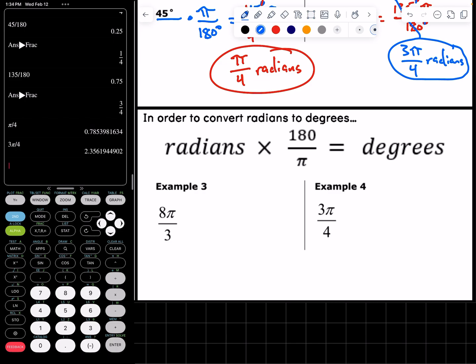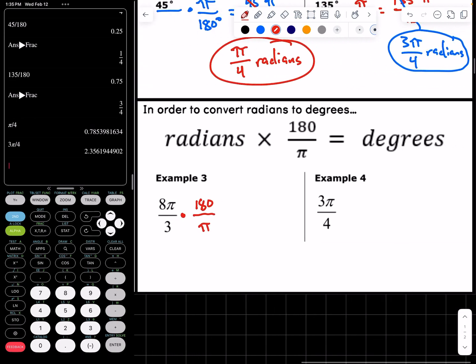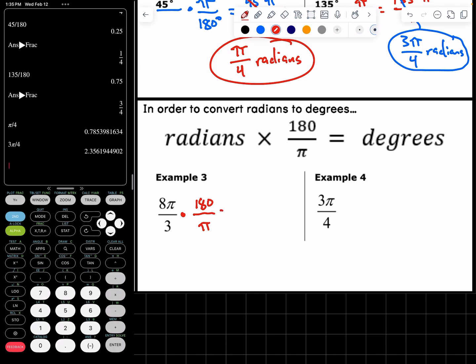Same idea when we're converting radians to degrees, okay? So over here, we have radians on the left, and because we're going to degrees, we need to cancel out our pi, so that's why we have to have pi on the bottom, and because we know that 180 degrees equals pi, 180 goes on top. So we end up with 8 times 180 times pi over 3 times pi. Our pi's cancel out, okay? And then I can do some manipulation. You can simplify first or multiply and then divide, however you want to do it, okay?